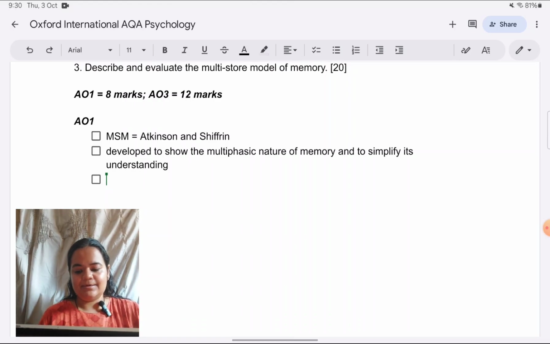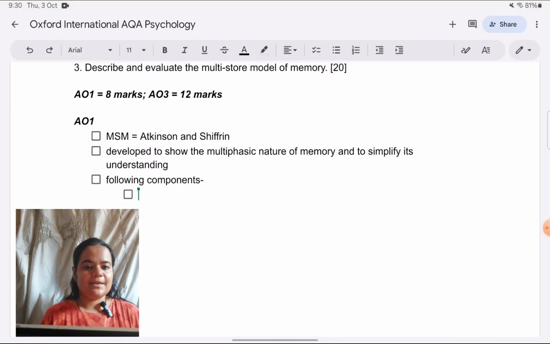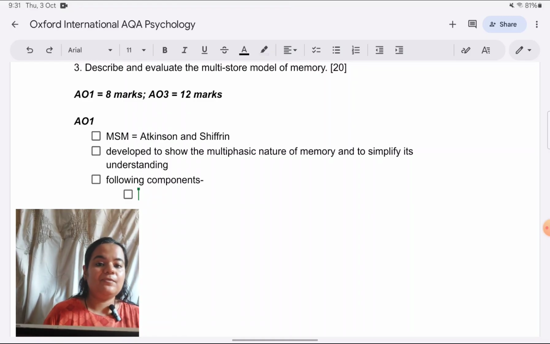Now I can start addressing the components which are there. Of course, that is the most important part of MSM. Also, some students will ask me, do we need to generally define what memory is, like an introduction for a long answer? And do we have to have a proper conclusion in the end? No credit is given for introduction and conclusion. So I would suggest you avoid it.